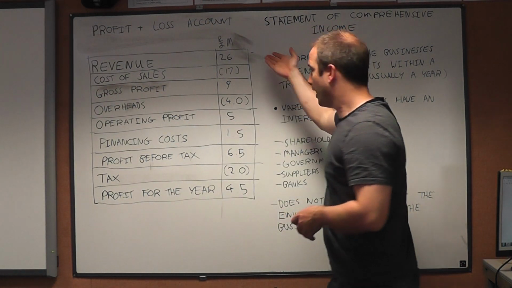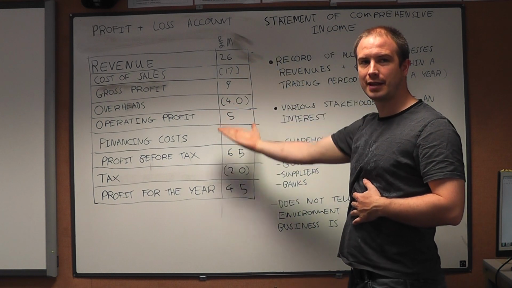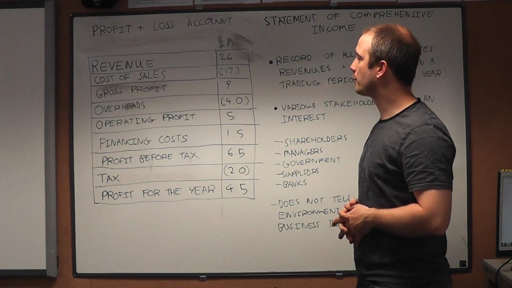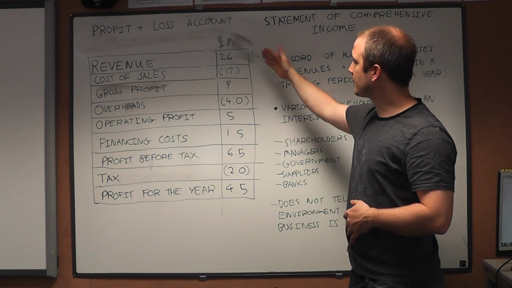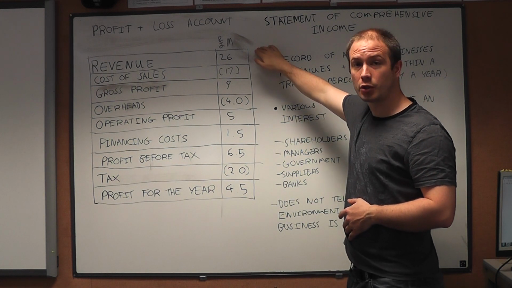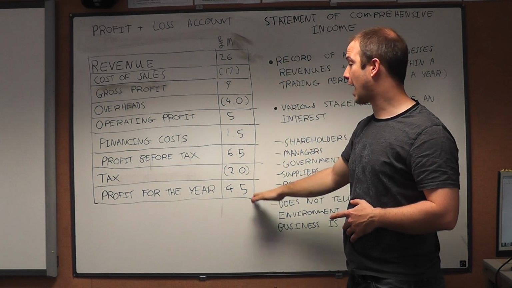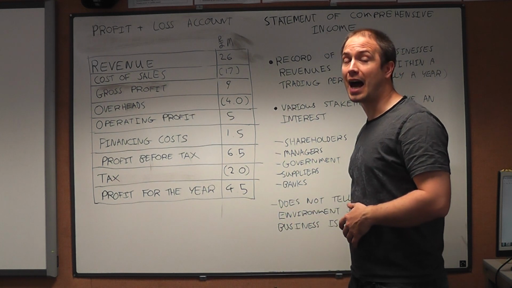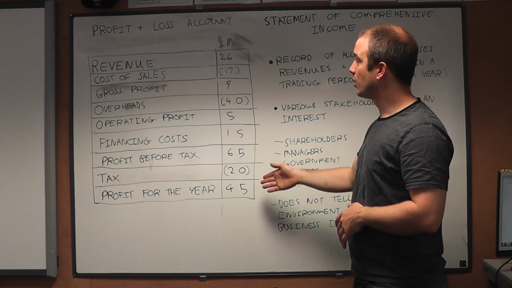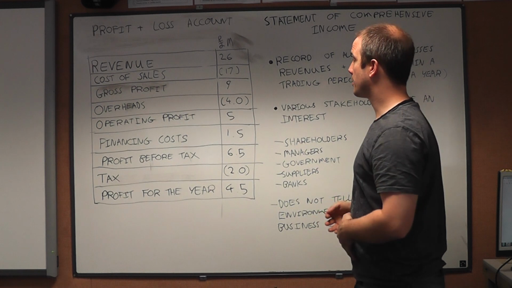So over here we have a very primitive look at what the profit and loss account is. It starts with the company's revenue over the course of the year, and it goes through to how much profit they're making at the end. Right, so let's talk you through the process.